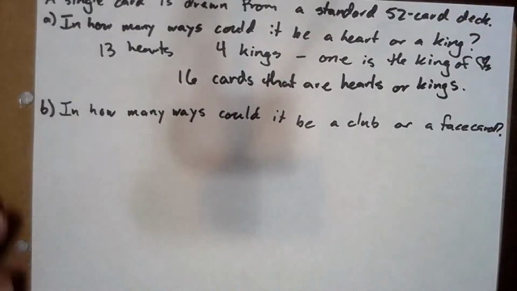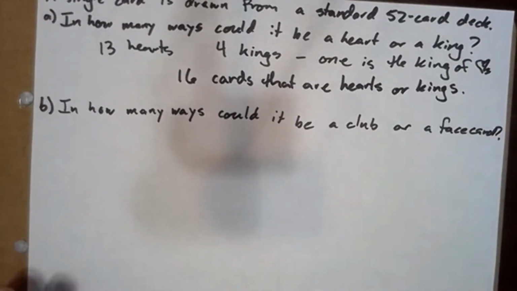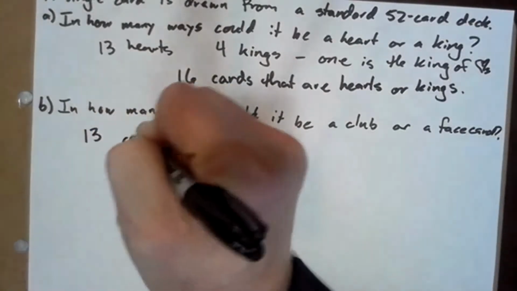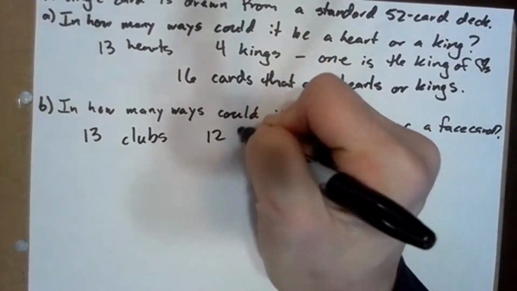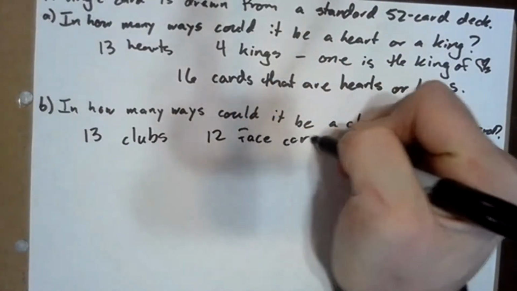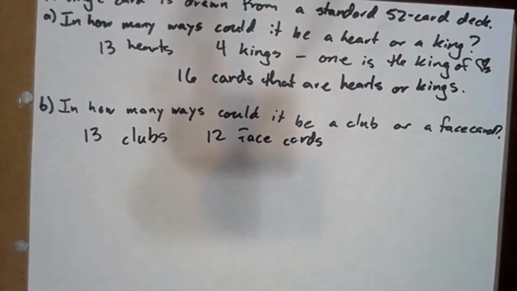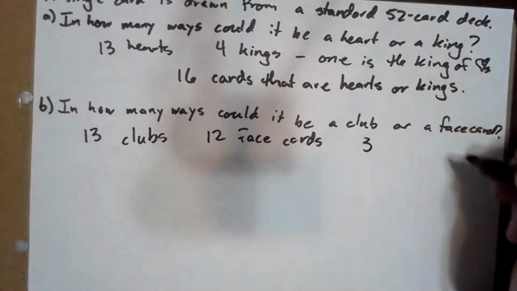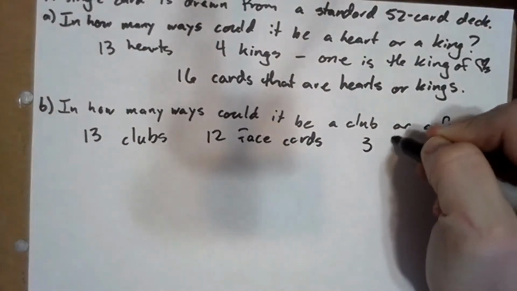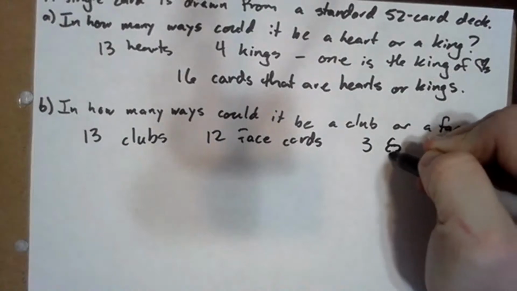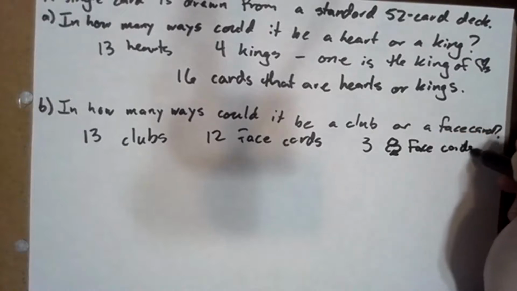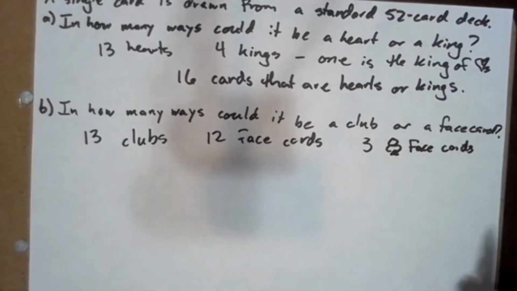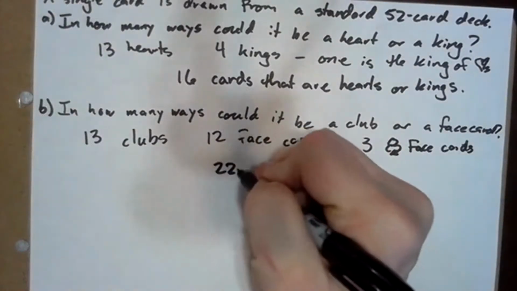Then we address in how many ways could it be a club or a face card? Well, again, there are 13 clubs, but there are 12 face cards, the Jack, Queen, and King of each suit. But then we've got 3 that are club face cards. That's 13 plus 12 is 25 minus 3 is 22 ways.